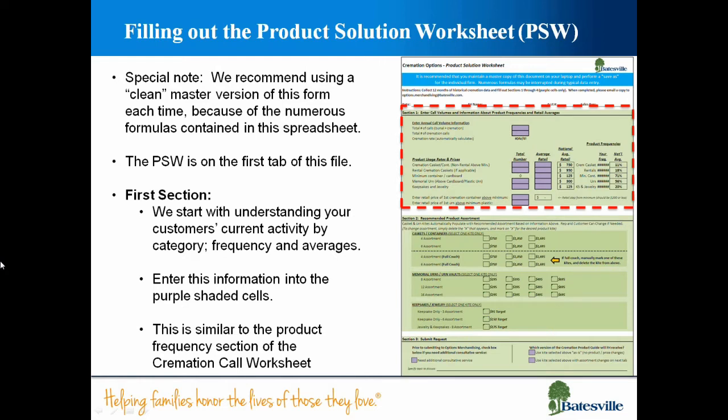The first tab is the PSW. In the first section, which is the only one you need to fill out, it's the purple cells that need to be filled out, and it includes questions regarding frequency of sale by each product category and the average retail. That, together with the number of cremation calls, is all the information that you need to enter to make this work for you.